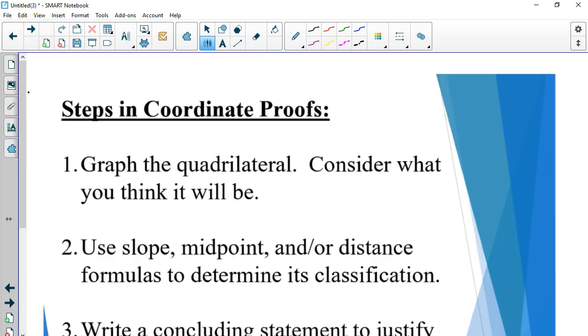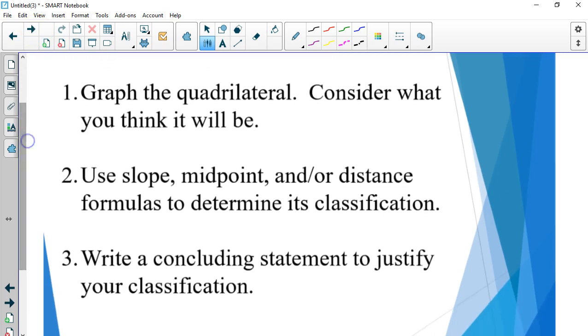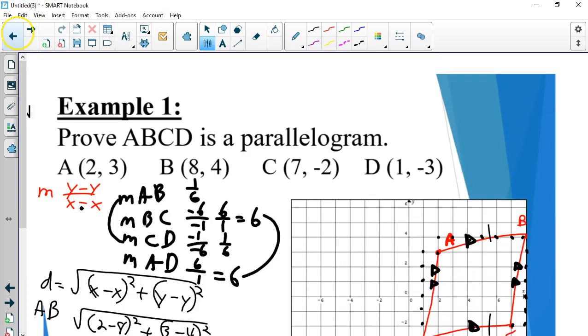All right, steps in coordinate proofs. First, graph the quadrilateral. Consider what you think it will be. Do you think it's a rectangle, a square, a rhombus, a kite? Then use the slope, midpoint, and distance formulas to determine its classification. That's what we just did. Then write a concluding statement to justify your classification. So that's what we did not do.